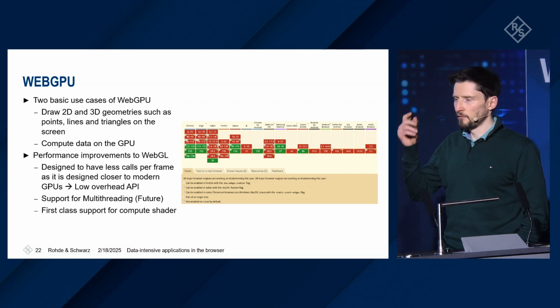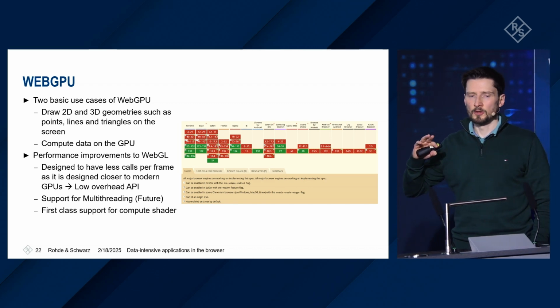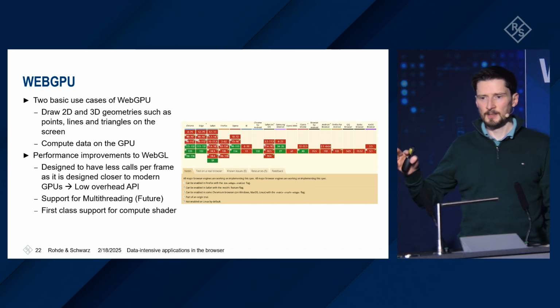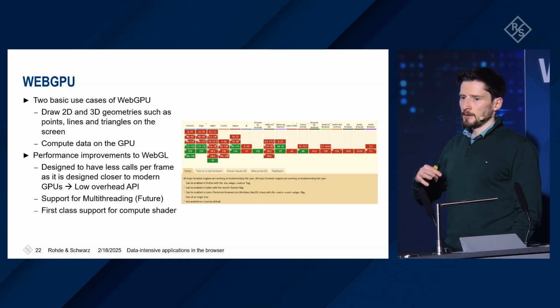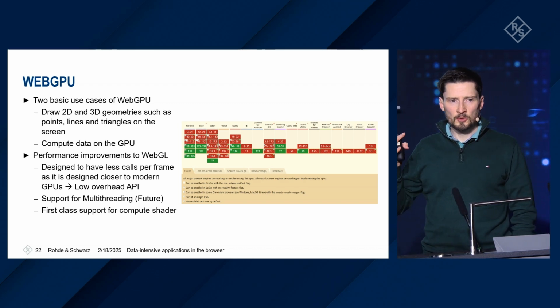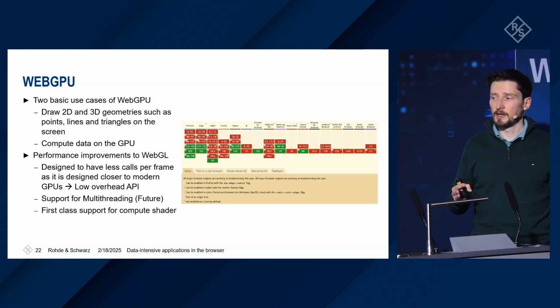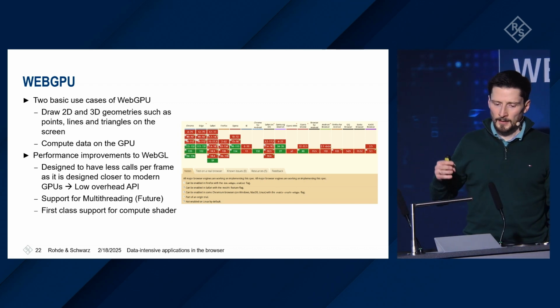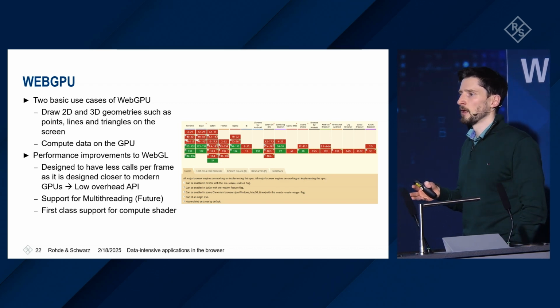In the first use case, which was already covered by WebGL, you can draw 2D and 3D geometries, like you know from Google Maps, so these buildings, roads, and so on. In the second use case, you can now also do computations, for example this machine learning stuff, on the GPU. There are also a lot of performance improvements with WebGPU compared to WebGL.